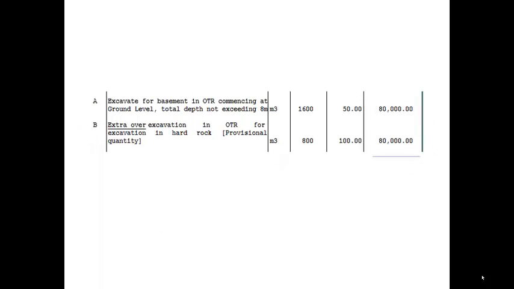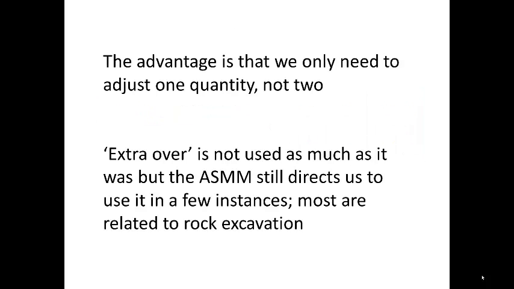If we've measured as extra over, though, as we have here, then all we need to do is change this quantity up to the new quantity of 1,000, and we recalculate that price there. And look, we still get a price of $180,000 for the whole job. We haven't had to do anything to the first item because that doesn't change. And that $180,000 that we've got there still gives us the additional $20,000. The advantage here is that we only need to adjust one quantity rather than two, so it's less calculation.